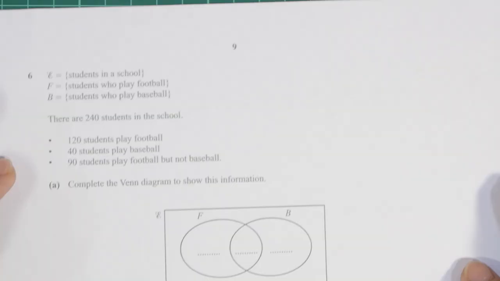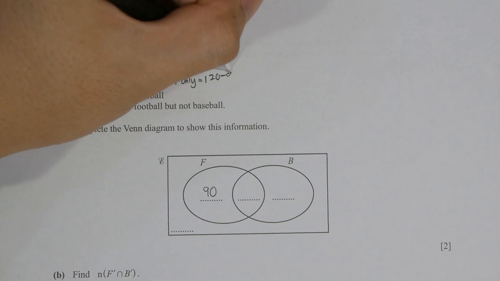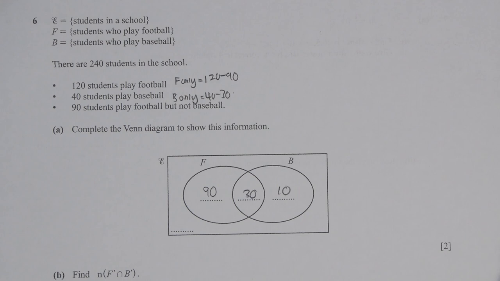Question 6. First thing to take note of is that 90 students play football but not baseball. So this represents the students who play football only. Among those who play football, there's 120, minus 90, you will get 30. So this 30 will be the part where they overlap. For those who play baseball only, 40 minus 30, you will get 10.